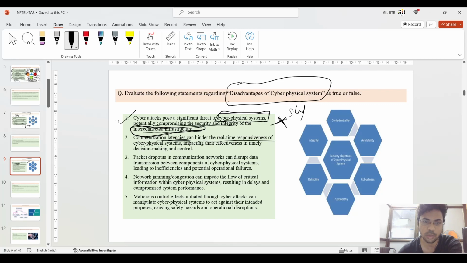And the second part, that communication latency, the speed, can hinder the real-time responsiveness of the cyber physical system. That is also true. Because suppose two nodes are communicating, first and second. If the rate of transfer of the signal from the first one is lower than the second one, then the capturing speed will not be able to capture the signal transferring from node 1 to node 2, or node 1 to CMS. It should be time synchronized.